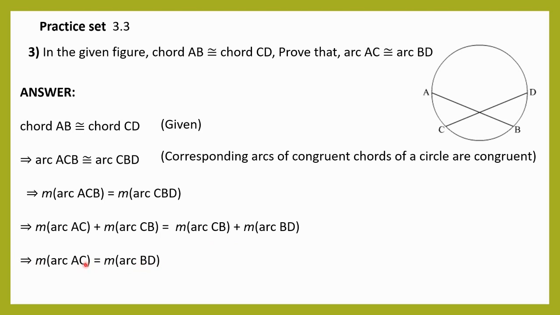So since the measures of these two arcs are equal, these two arcs will be congruent. Hence, arc AC is congruent to arc BD.